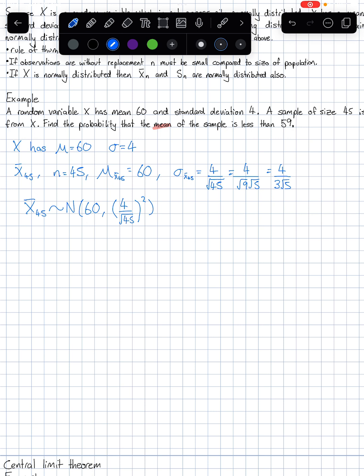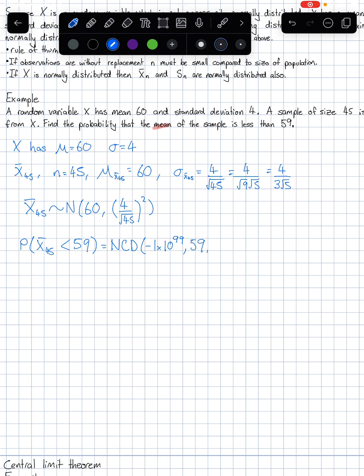So now we're going to calculate the probability. What are we doing? Find the probability that the mean of the sample is less than 59. So we're looking at the probability that our sample mean, once we do 45 trials, is less than 59. I'm going to write this out as my NCD, because this should help us with a solution. So we're looking at as negative as we can go, up to 59.